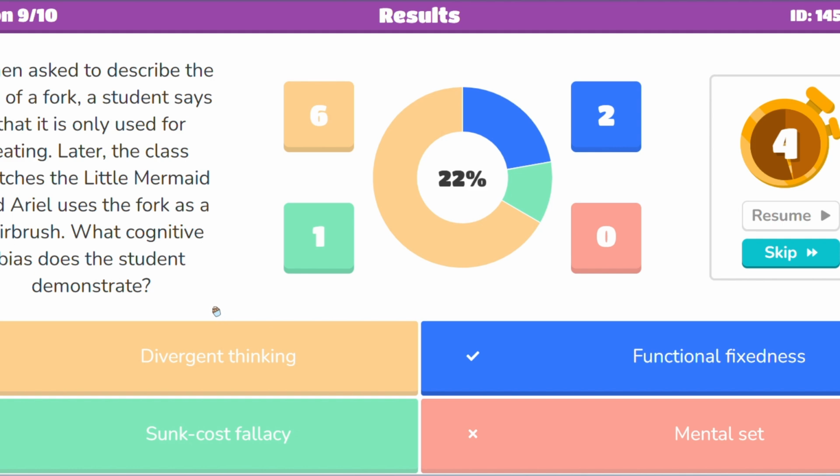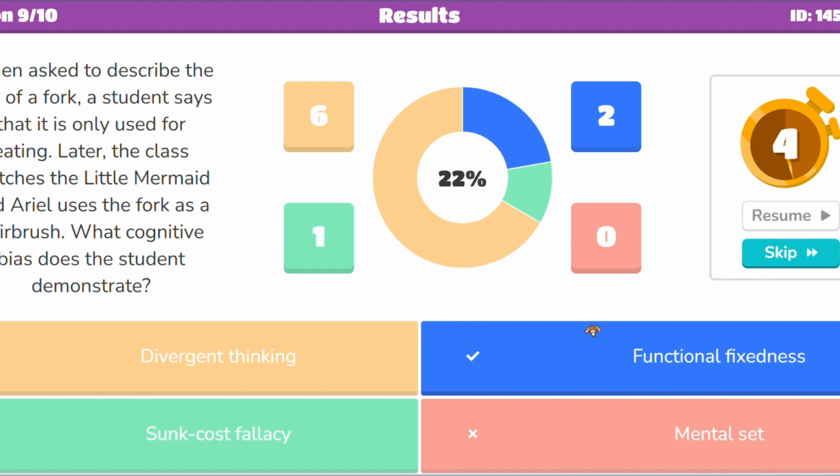Guys, so not divergent thinking. Divergent thinking would be what Ariel is doing. Ariel is not the student. Divergent thinking is also not a cognitive bias, so we clearly didn't read our question carefully. Because divergent thinking is a way of thinking, not a cognitive bias.